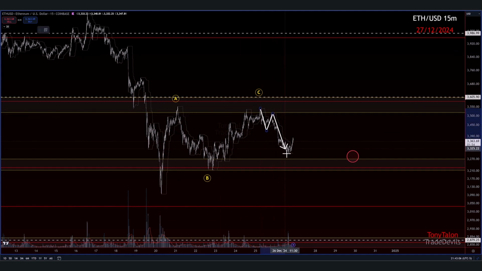So again, right now, if this finishes like this, we cut this off invalidation point right there. We start correcting down to this area. I think that's a good spot to look for a C3 move up if that plays out ideally.